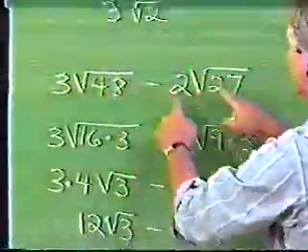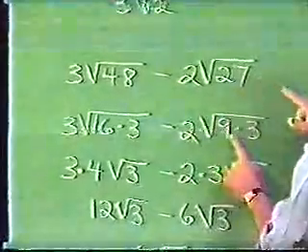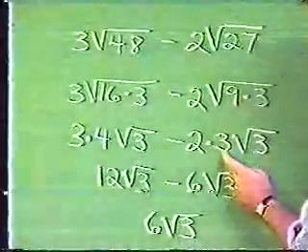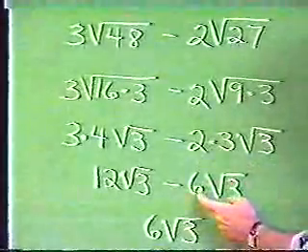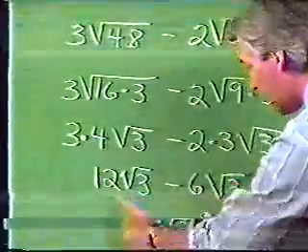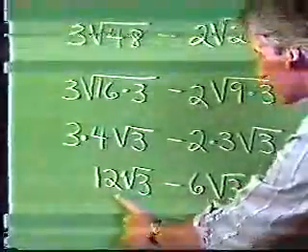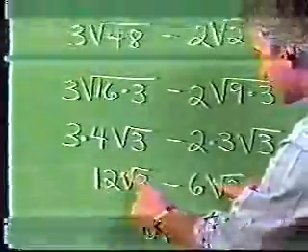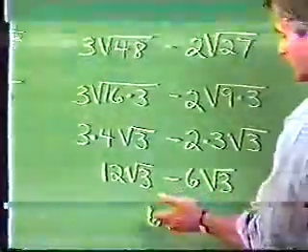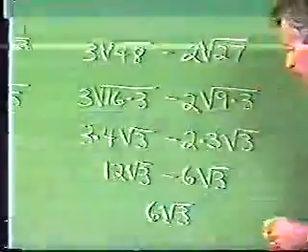Now back up to the top, we have 27, which is 9 times 3. The square root of 9 gives 3 outside of the radical. 2 times 3 gives us 6. So we have the minus 6 square root of 3. Oh, happy day. We have like terms here. You see the same radicand and the same index. 12 of these things minus 6 of the same thing gives us 6 square root of 3.